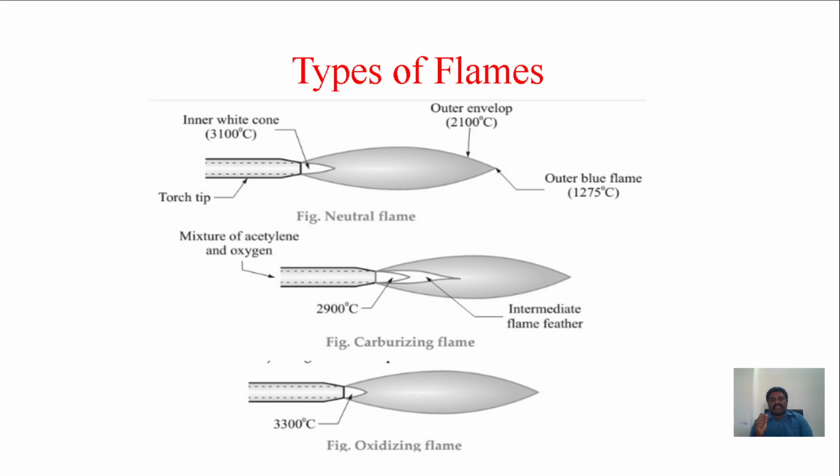In a neutral flame, no chemical reaction takes place. The ratio of oxygen to acetylene may be 1 to 1. From the diagram, it forms two flames, meaning two cones: one is the white inner cone, and the other is the outer bluish flame.